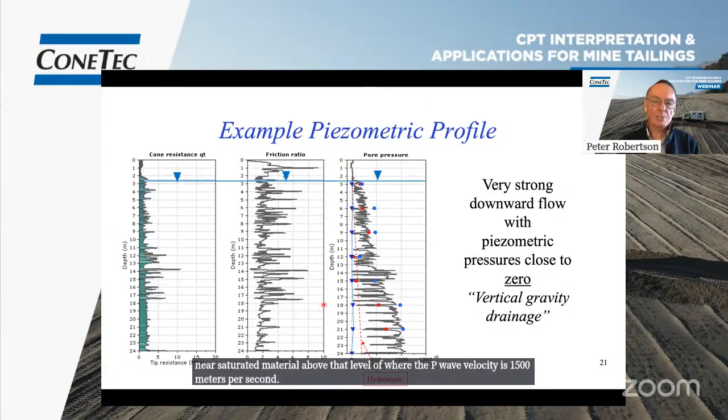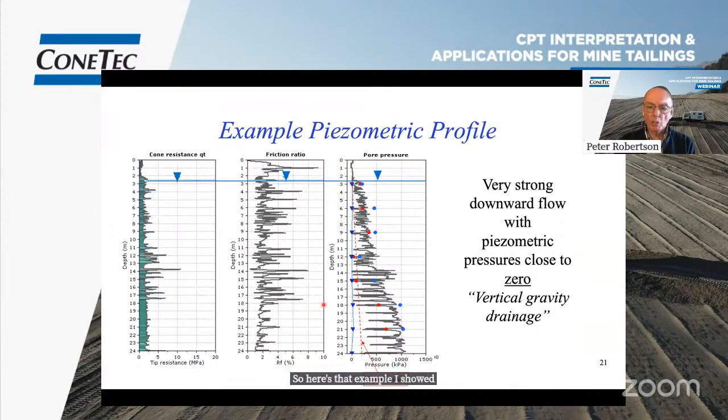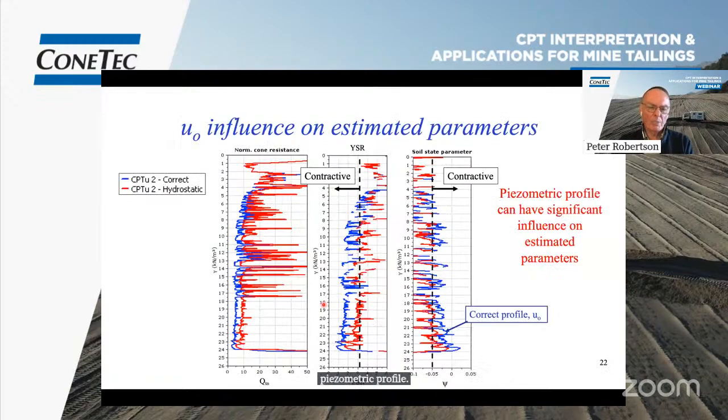So here's that example I showed you earlier with the vertical gravity drainage. And the question comes is, well, does it affect the interpretation very much if you use hydrostatic pore pressure rather than the correct piezometric profile? And this illustrates what that particular profile looks like. So the red one is assuming it's hydrostatic, and the blue one is the correct vertical gravity drainage. So you can see it has quite a big effect on the normalized cone resistance.